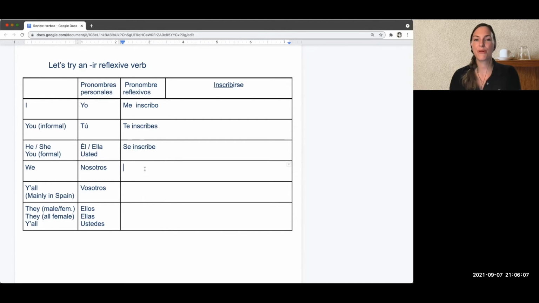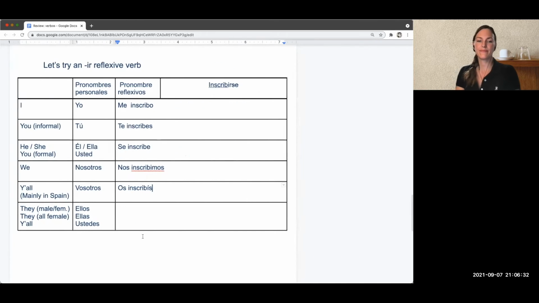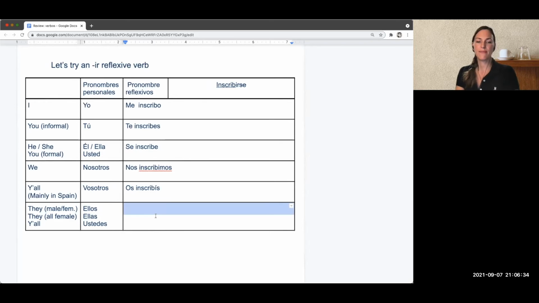What's the reflexive pronoun? Nos inscribimos. Okay, inscribimos. Vosotros, os inscribís. And la última, the last one, your ending for an IR verb for they or y'all. And, whew, good job, se inscriben.